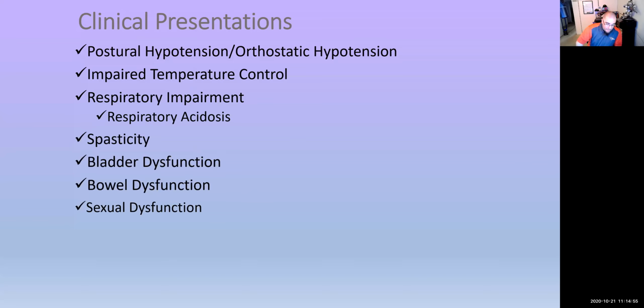Respiratory problems are going to happen, especially the longer they spend in a supine position, where they'll go into respiratory acidosis and their blood will actually become acidic. And we know that in order to maintain homeostasis, our blood has to stay a certain pH or problems start happening. So this can be very bad. They'll often have bowel and bladder dysfunction and sexual dysfunction.